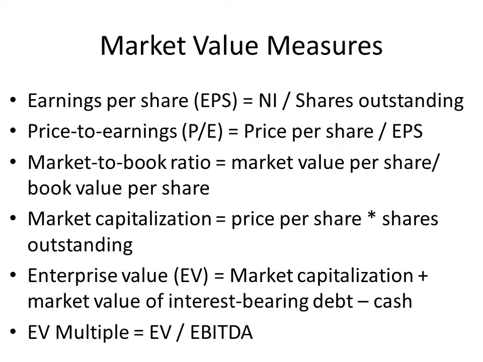Next, let's talk about market to book ratio. And that's just the market value of the equity divided by the book value of the equity. How do I find the market value of the equity? I just take the number of shares outstanding multiplied by the price per share and divide it by the book value of the equity. What's the book value of the equity?